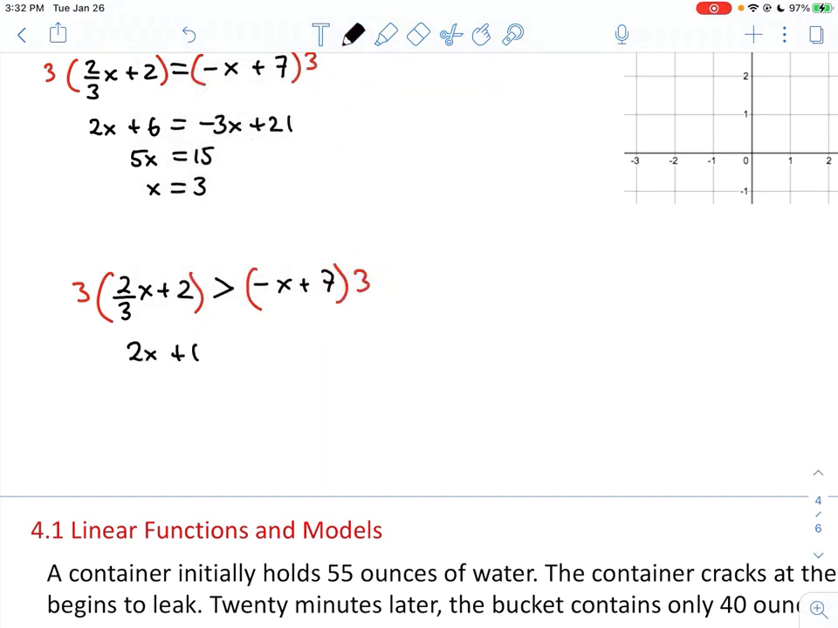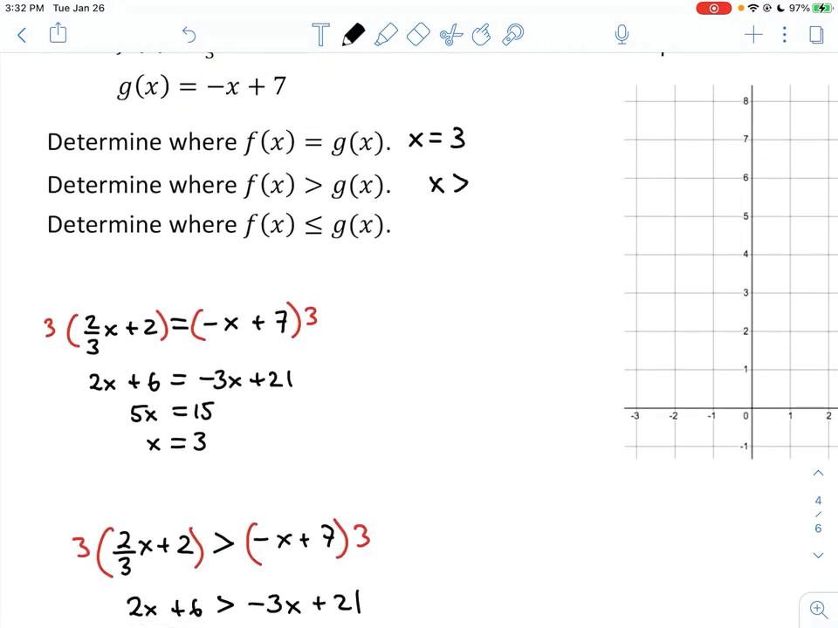We get 2x plus 6 must be greater than negative 3x plus 21. I'm going to add and subtract, and adding and subtracting do not change the direction. So add 3x to both sides, subtract 6 from both sides, and now divide both sides by 5. This suggests that if x is bigger than 3, then f of x will be higher than g of x. So when it says determine where, whenever you see a where question about a function or a collection of functions or something, we're talking about x-coordinates. Give the x-coordinates where these things happen.